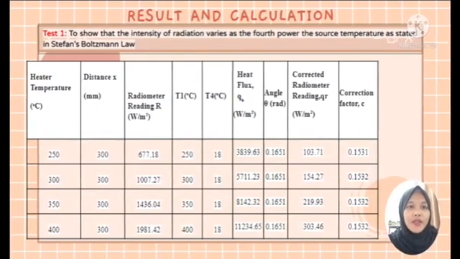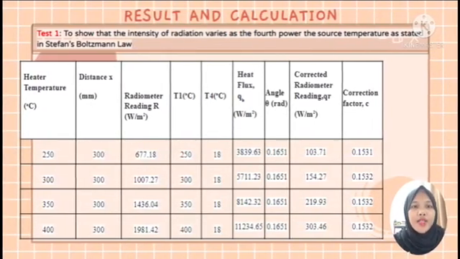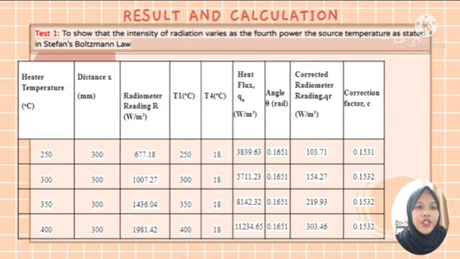I will present about the results and calculations for two tests conducted in the heat radiation topic. The first test is to show that the intensity of radiation varies as the fourth power of the source temperature, as stated in the Stefan-Boltzmann law. In the first investigation, four parameters can be calculated: the heat flux, angle, constant heat flux, and correction factor, which can be calculated by using equations stated in the basic equations chapter previously.